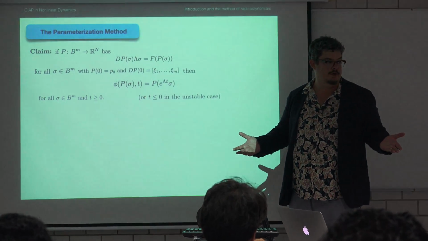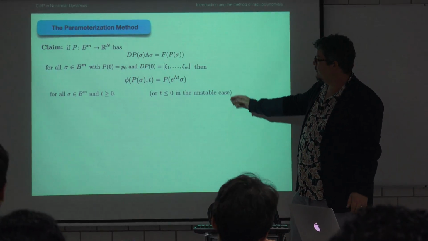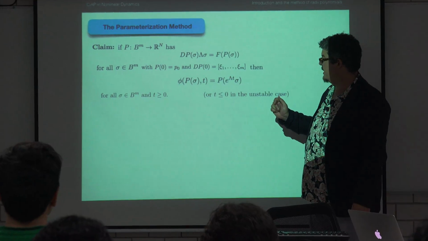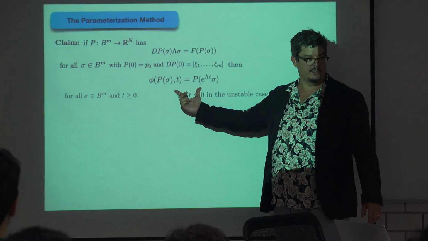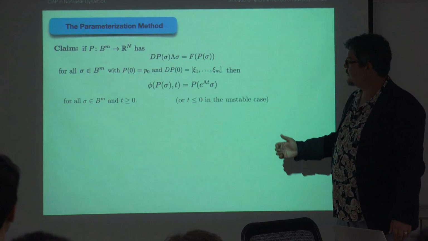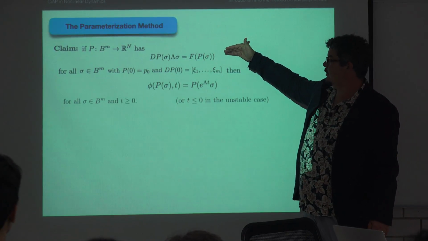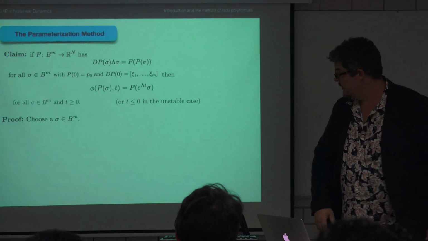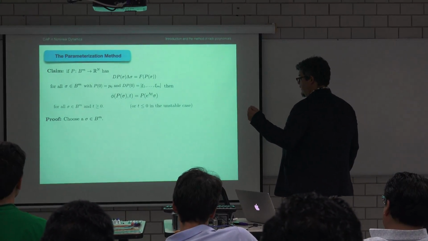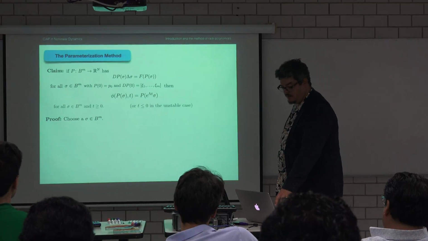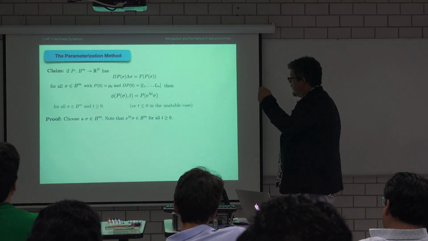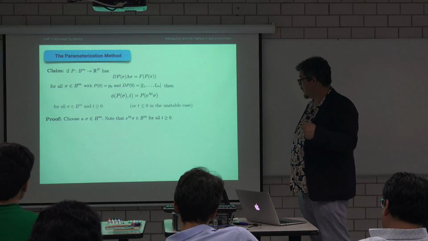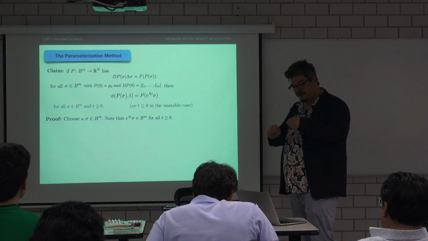But let me try to prove it, because you should. So suppose you have a solution to this equation with these initial conditions. Then you have this flow conjugacy. So that's a good reason to solve this equation. So how do you prove that? Pick any point in the m-dimensional ball. e to the lambda t sigma stays in the ball for all time. So now I have a curve down in the m-dimensional ball.